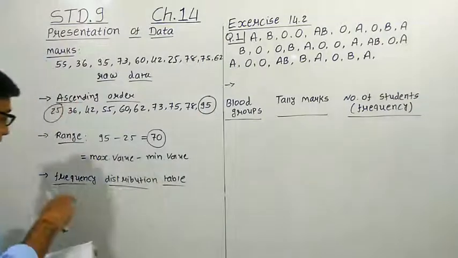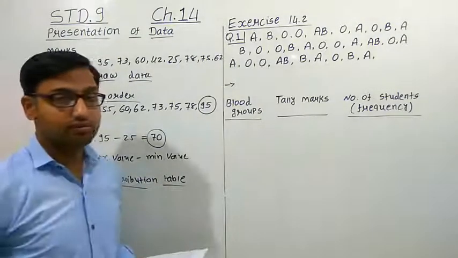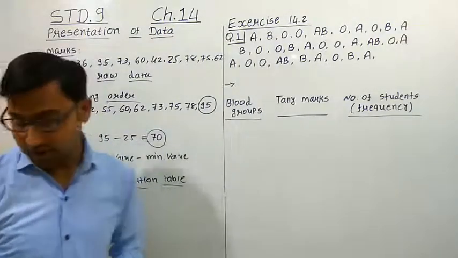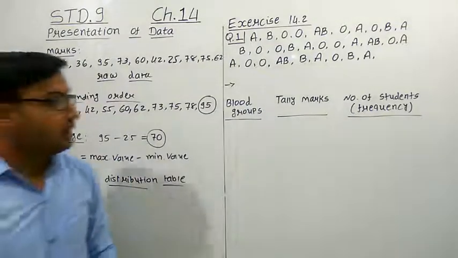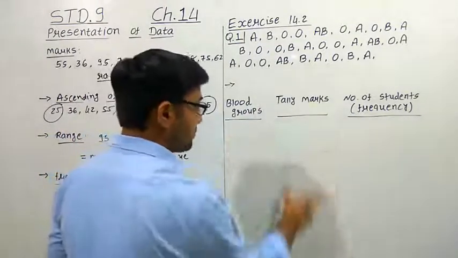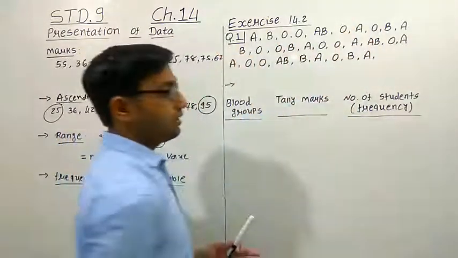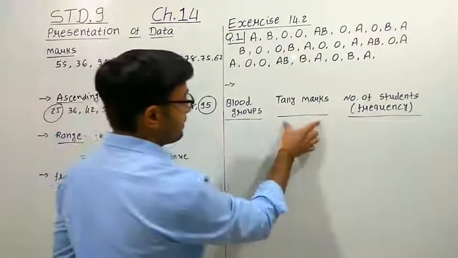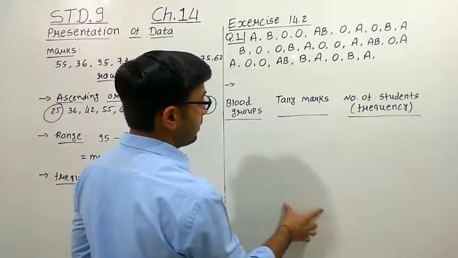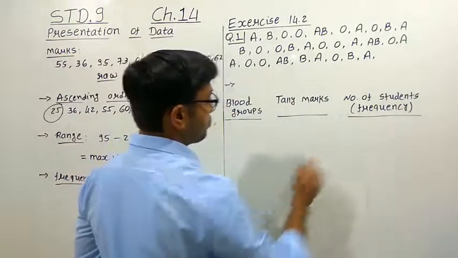We can make the frequency distribution table. How to make that table? To prepare that table, we have to make 3 columns. The name of the first column is the blood groups, because this data is of the blood groups. Then we can use the tally mark, and this is the number of students.